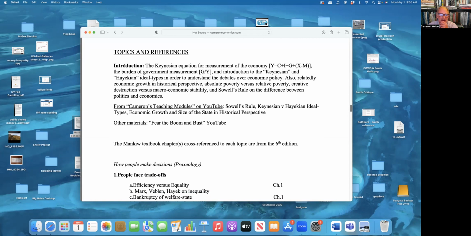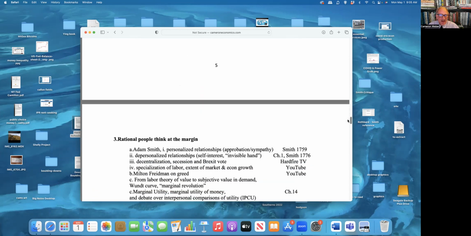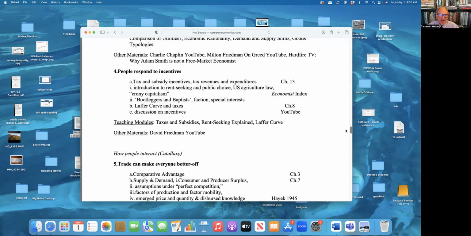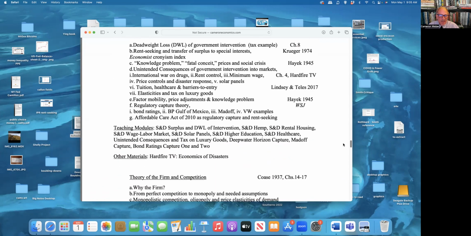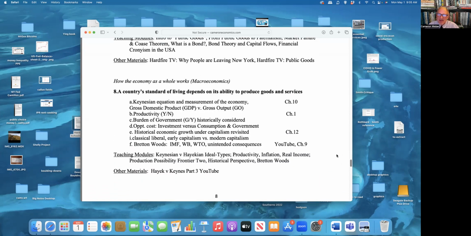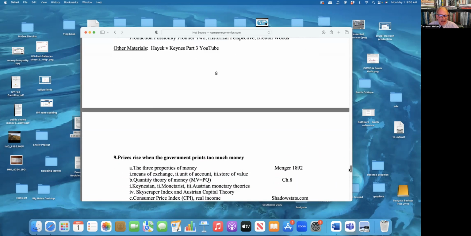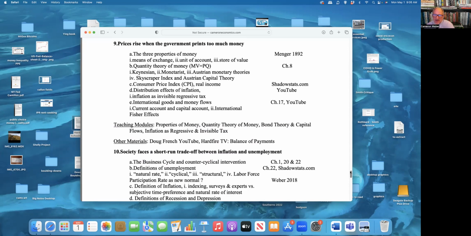And then Mankiw has 10, what does he say, principles of economics. People face trade-offs. The cost of something is what you give to get it. Rational people think at the margin. People respond to incentives. Trade can make everyone better off. Markets are usually a good way to organize economic activity. Governments can sometimes improve market outcomes. A country's standard of living depends on its ability to produce goods and services. Prices rise when the government prints too much money, as we've seen during this COVID era, a period of Bidenflation. And society faces a short-term trade-off between inflation and unemployment.